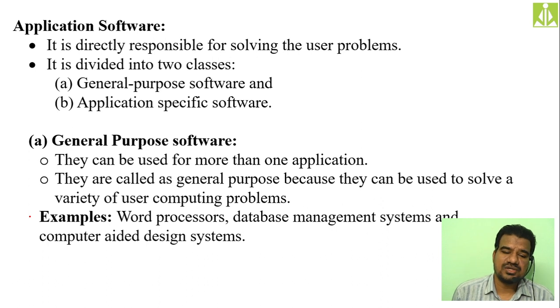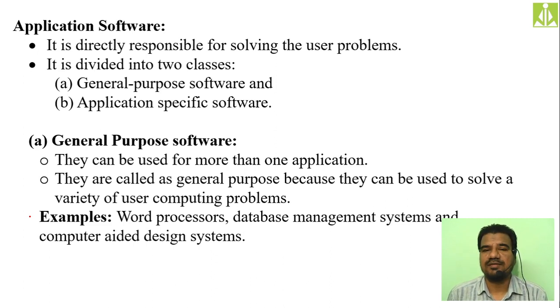Then we have the application software. It is directly responsible for solving the user's problems. See, system software or system support tools, whatever we discussed so far, the user can interact with only to check the statistics. He cannot make those software function directly. But these application software are completely in the control of the end user, and the end user can change the working of these application software. He has direct interaction. The application software is responsible for solving the user's needs directly.